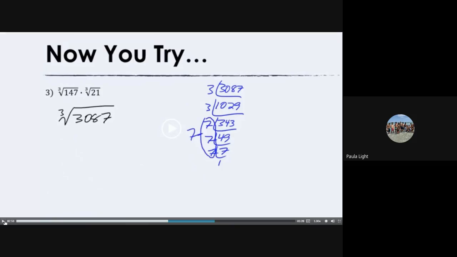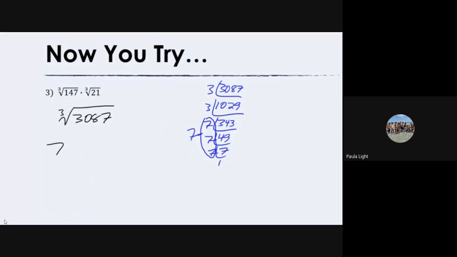That's going to come out front. And what's going to be left? If he brings a 7 out, what's left under the radical? No, 9. The 3 times 3 is going to stay under the radical. The 7 is a triple, so it comes out. Yes, 9 is correct. So my 7 is going to come out, and I'm left with the cube root of 9. There you go.